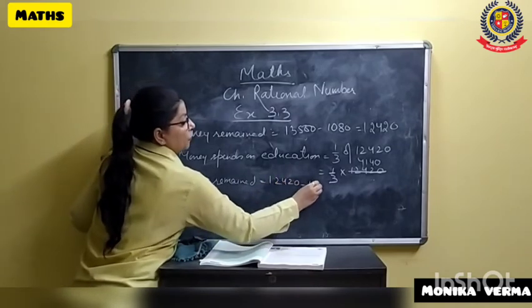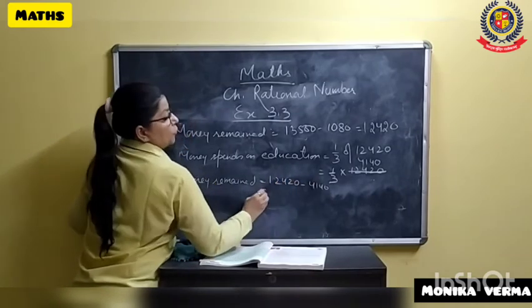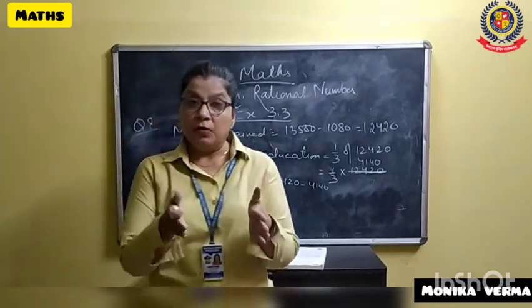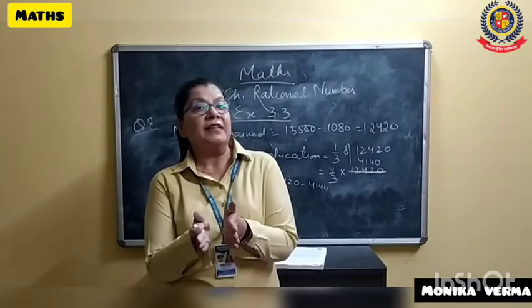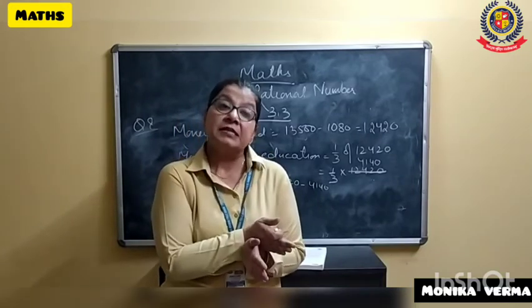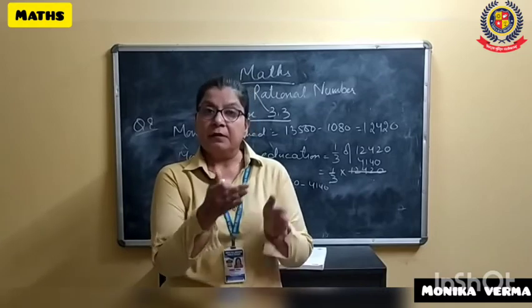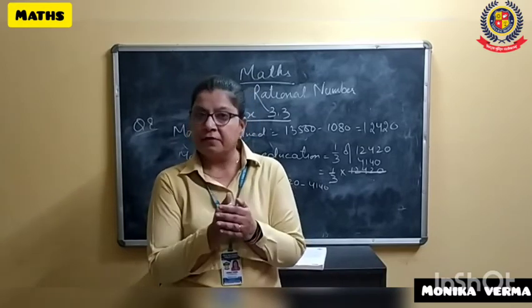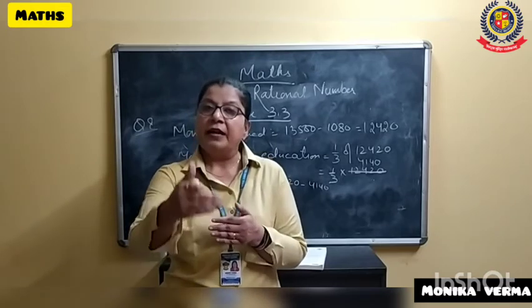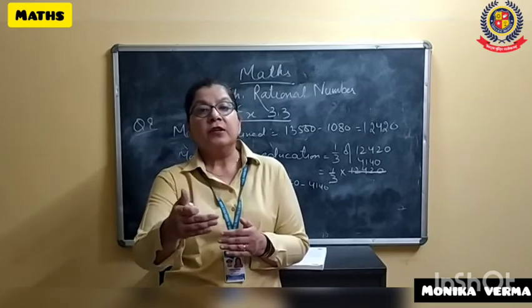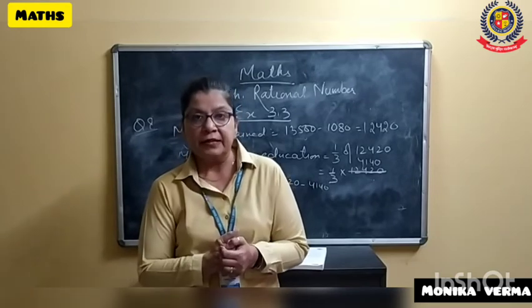12,420 minus 4140. Now you will find it yourself. So what we have done? We have written the amount. Then whatever part they have said, we find that. Then we subtract it, because every time it is said by the remainder. Meaning, she is having some money, she spent some, then something is left. Out of that, she spent some, then some money is left. Out of that. So every time we have to subtract and get the answer.